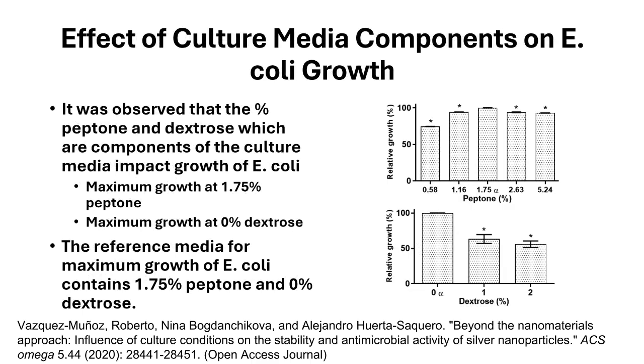The effect of the concentration of different components of a cell culture media was investigated. It was determined that 1.75% peptone results in the maximum amount of E. coli growth. Also, it was determined that 0% dextrose resulted in the maximum amount of E. coli growth. The reference media used as a control for maximum growth of E. coli contains 1.75% peptone and 0% dextrose.